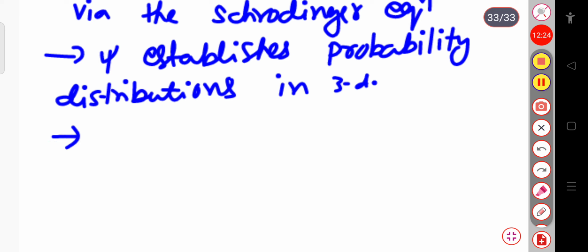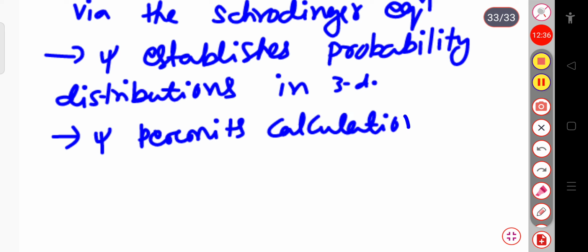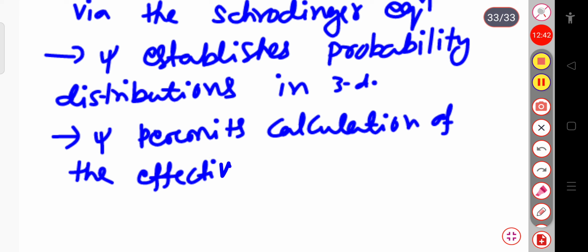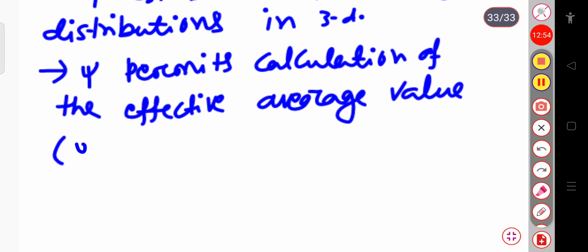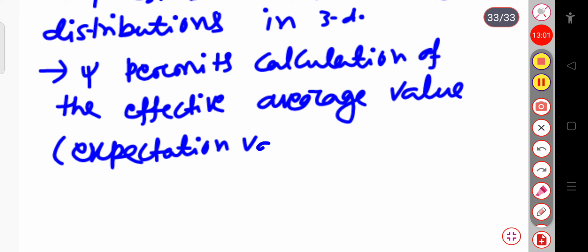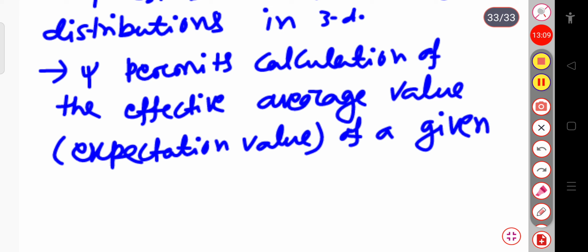Again, what are other points? This psi, the wave function psi, permits calculation of the effective average value, or this is known as effective average value, or this is the expectation value, we will discuss it in detail. The expectation value of a given variable, that is, we can calculate the average of a system by considering this psi of a given variable. Okay, and this average value is called the expectation value.